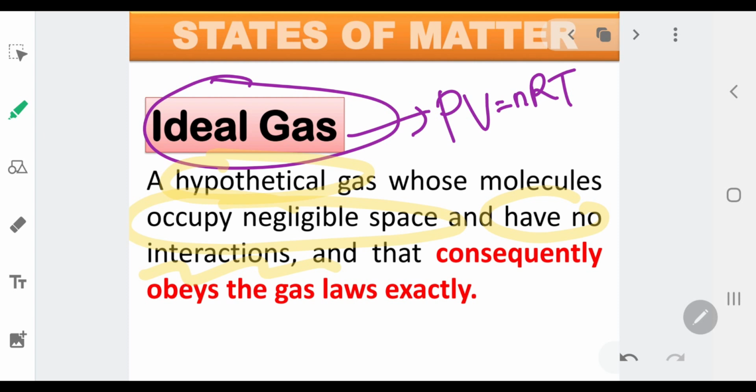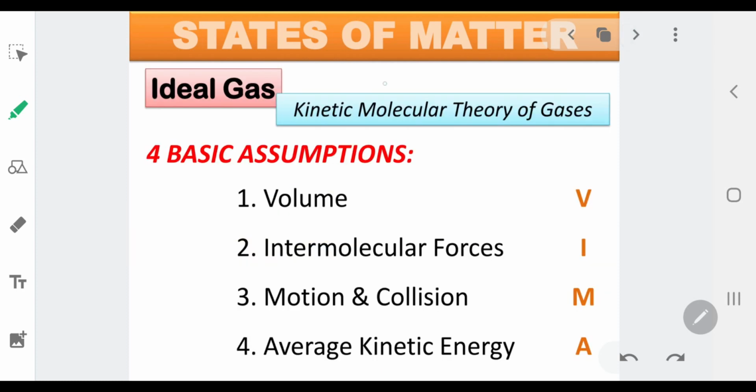Okay, so when they fulfill these two basic assumptions, therefore we can say that the gas will behave ideally. So remember the four basic assumptions or postulates. Some teachers, some researchers, some scholars, they're going to use the word postulates to replace assumptions. So by now you should be able to know that when we say assumption, it's the same as postulate.